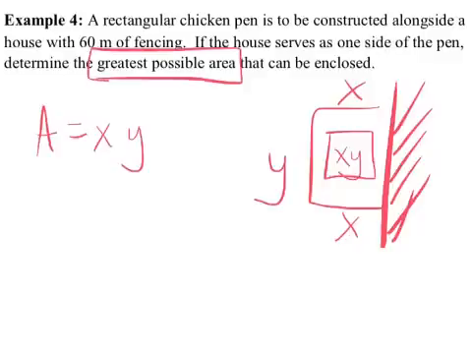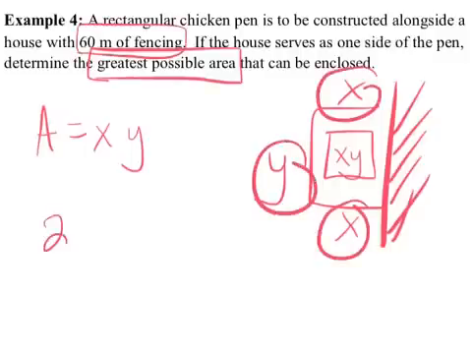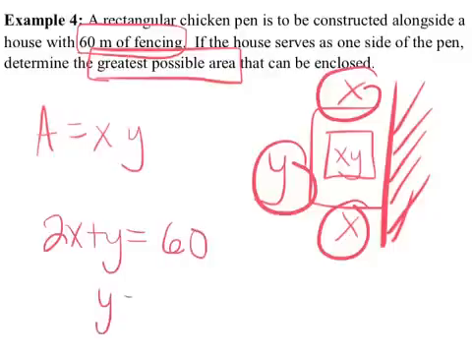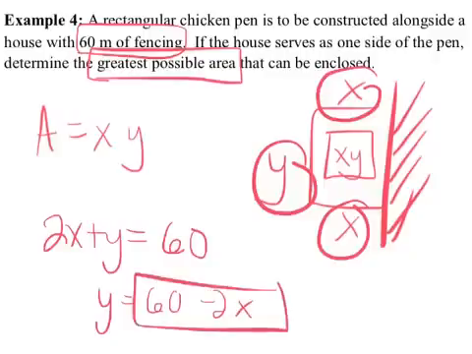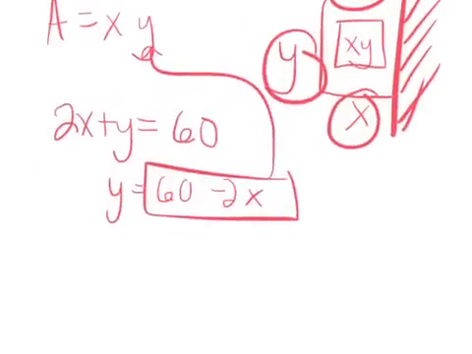So this is really your function, f of x, and this is x times y for now. The problem is we have x and y. We need to get rid of y, we need to have x's. So let's look at our perimeter. We know that the perimeter is 60 meters of fencing. So we have 2 x's and a y for the perimeter. Let's go ahead and solve for y. So y is 60 minus 2x. Now we can take this and plug it in for y right there to find an area function in only x, which gives us.